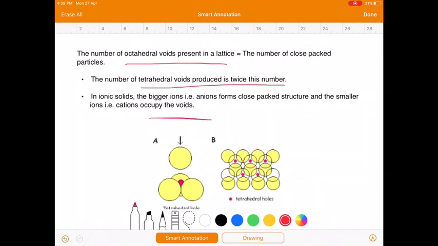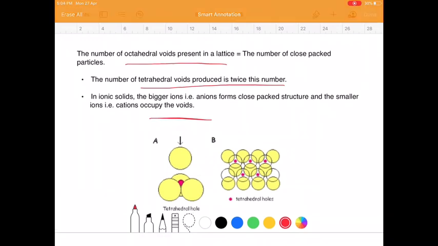The third point, in ionic solids, the bigger ions, that is the anions, form the close packed structure and the smaller ions, that is the cations, occupy the voids. I don't have to explain why the anions are bigger and the cations are smaller. You have learned about the smaller cations and the larger anions last year. So, anions are usually larger compared to the cations. Hence, usually the anions form the close packed structure, and cations occupy the voids.